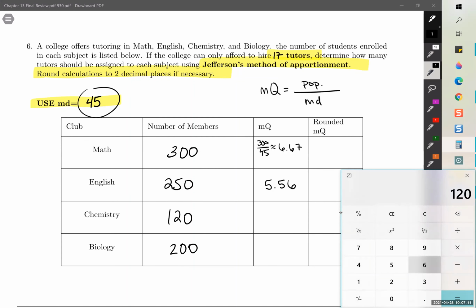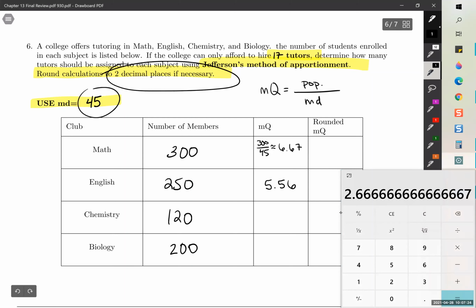120 divided by 45. Think about how you'd round that to 2 decimal places. And here we do want to be precise and follow the rounding rules. So this 6 will either stay at 6 or round up to 7 based on this behavior. It is 5 or greater, so it rounds up.